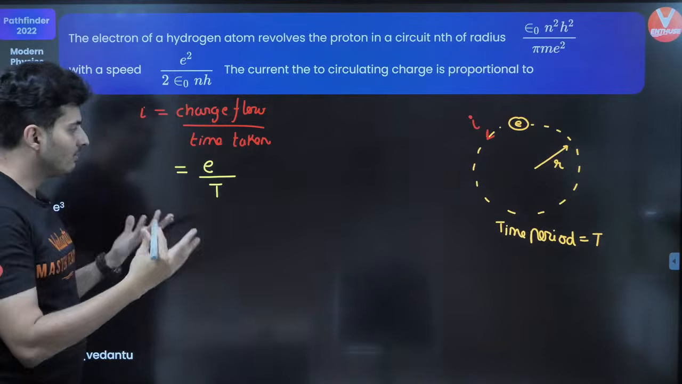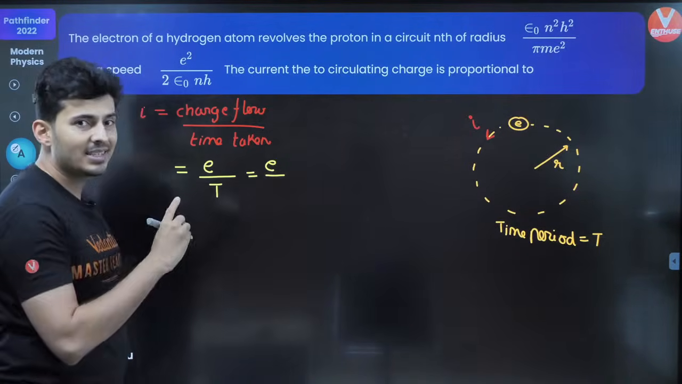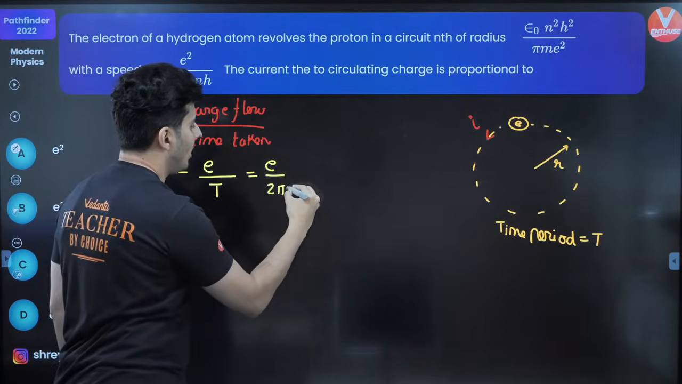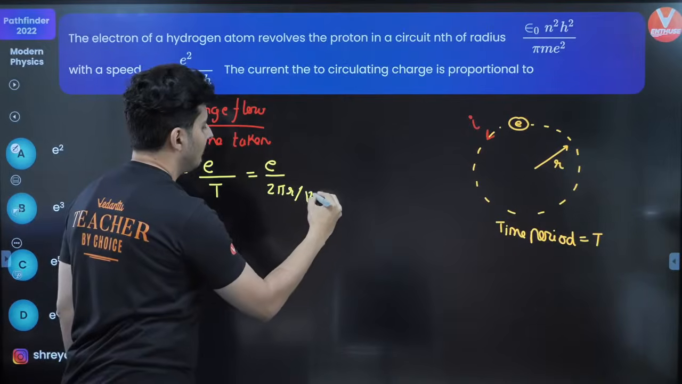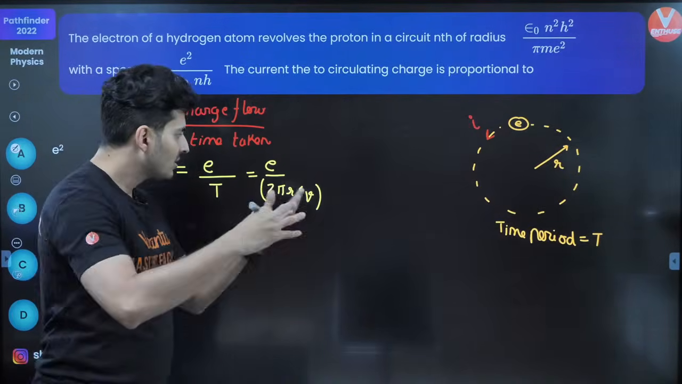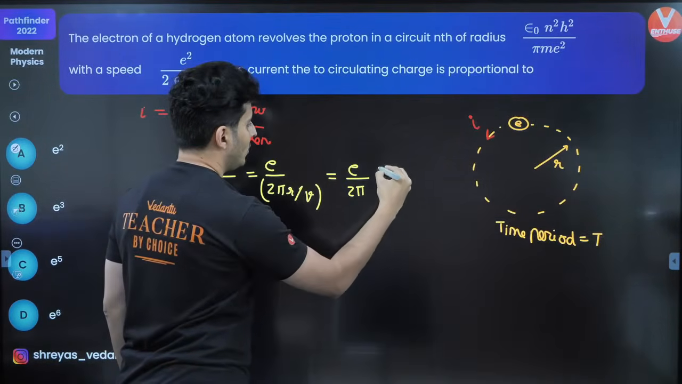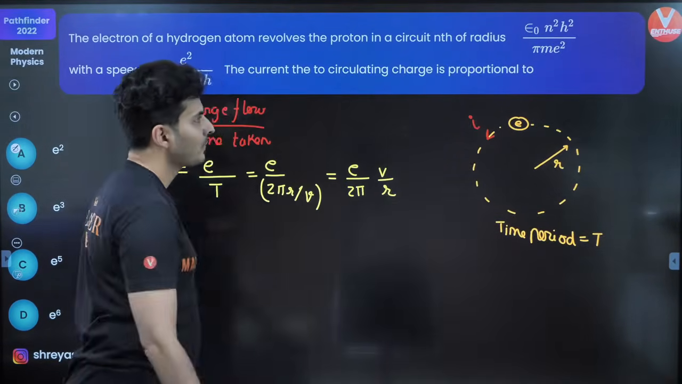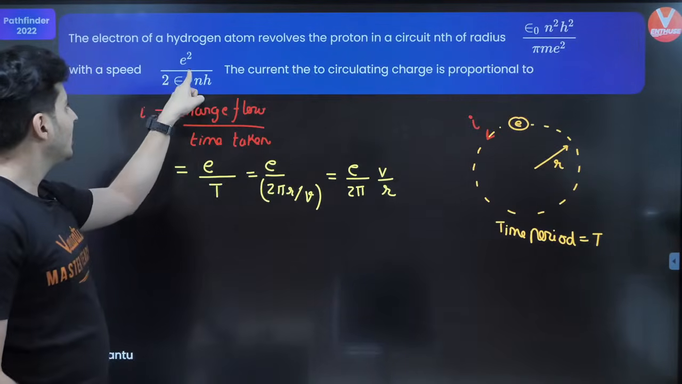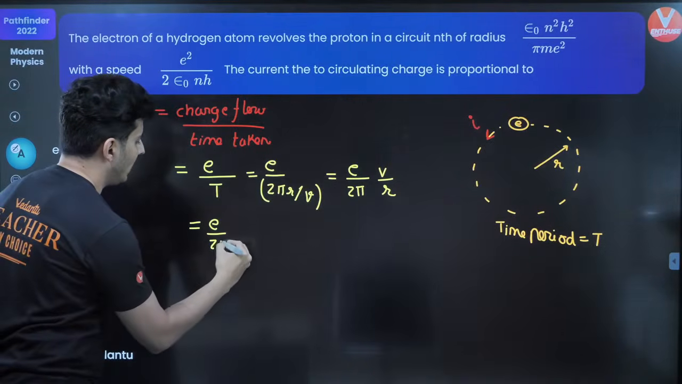But I don't know T, so here is what I'll do. E divided by time. Time is distance, or circumference, which is 2 pi r divided by velocity. Make sense? Time is distance by speed. So rearranging it further, e divided by 2 pi, you will have v by r. Now notice the radius is that, the velocity or speed is this much. So it will become e by 2 pi.